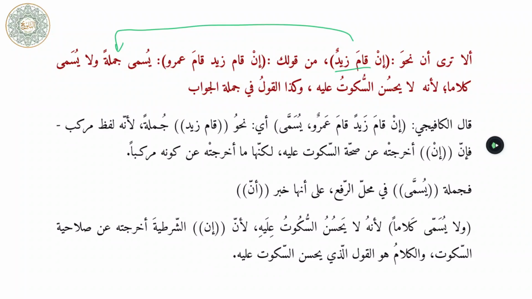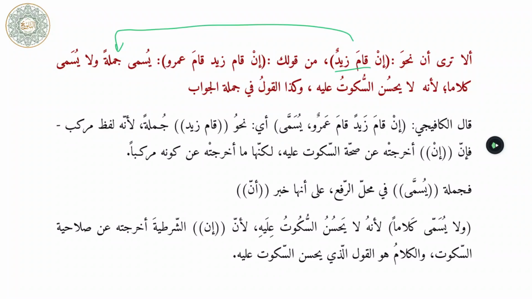If you take out qama Zayd simply from in qama Zayd and qama Amrun, you are still waiting to hear something beyond that. Al-Kafiyaji writes, لأنه لفظ مركب, tarkib is found, isnad is found, therefore qama Zayd is a jumla. But it is not a kalam. لا يسمى كلاما. Why? لأنه لا يحسن السكوت عليه. It's not appropriate to observe silence over it. لأن إن الشرطية, because the in, which is a particle of conditioning, أخرجته عن صلاحية السكوت. It's removed from it the ability to observe silence over it.